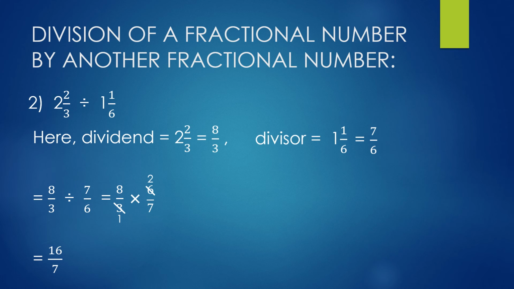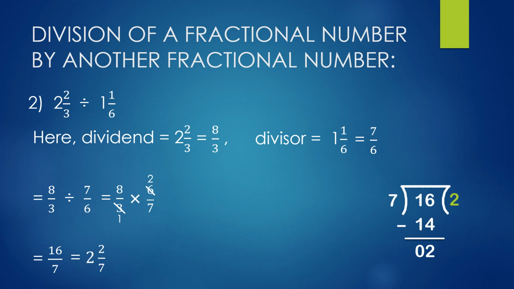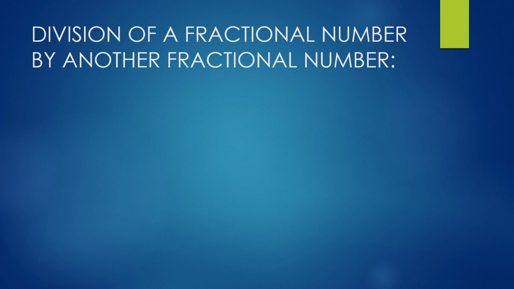But 16 upon 7 is a mixed number? No. It is an improper fraction. So let's convert them into mixed number. Everyone knows how we will convert them into mixed number. So pause the video and divide 16 by 7. Do on your own and check, and the answer is 2 upon 7. Let's solve one more question.